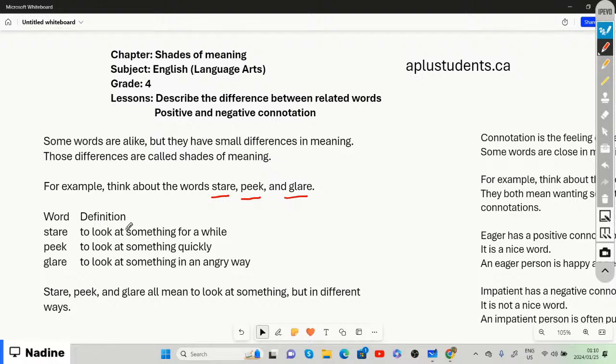So that is basically shades of meaning, right? It is where some words are alike, like stare, peek, and glare, but they have small differences in meaning. So they have small differences in meaning, and we call those shades of meaning.